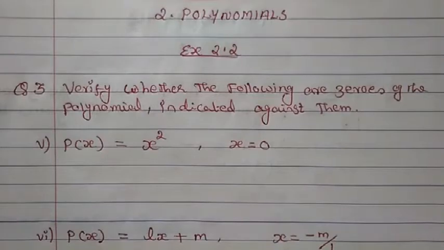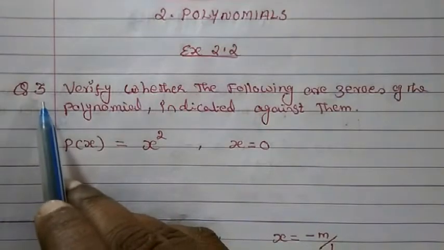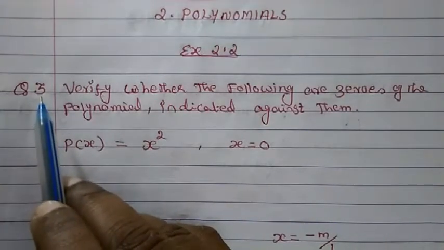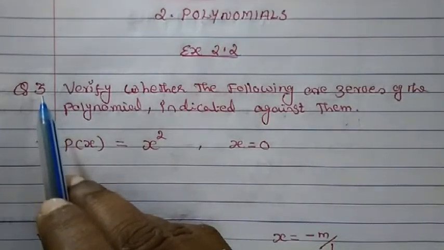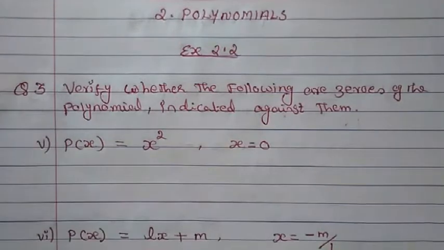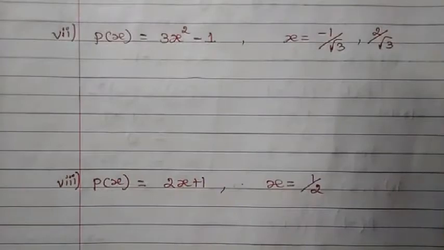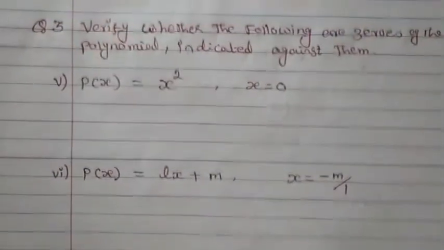Welcome to 9th Maths NCERT Chapter 2 Polynomials. Today we are going to study from exercise 2.2 question 3. Now in this question there are 8 sums. The first 4 sums I have done in the previous video. So in this video we will see the 5th, 6th, 7th and 8th sums. So let's see one by one.